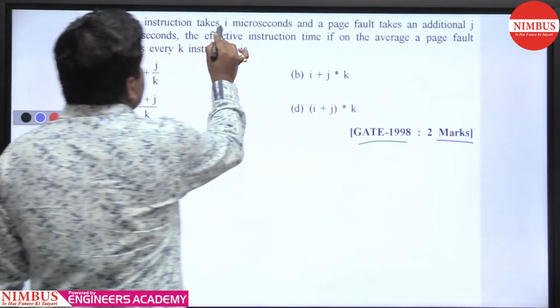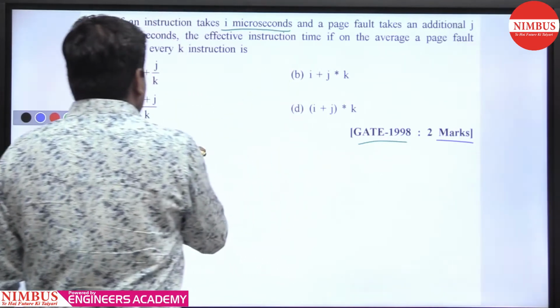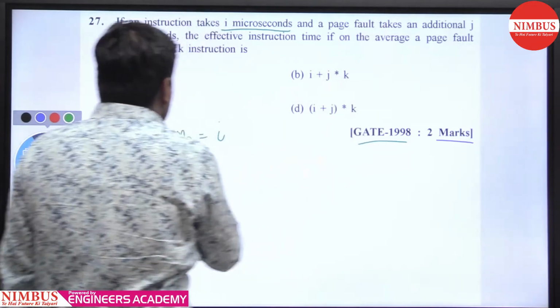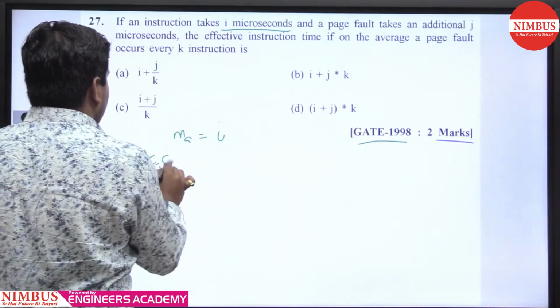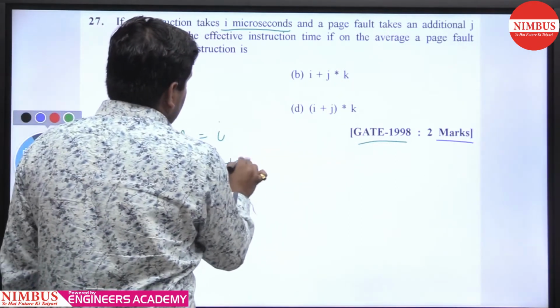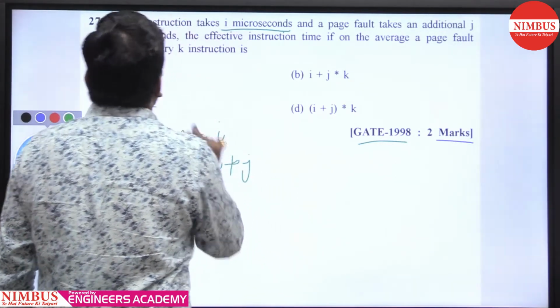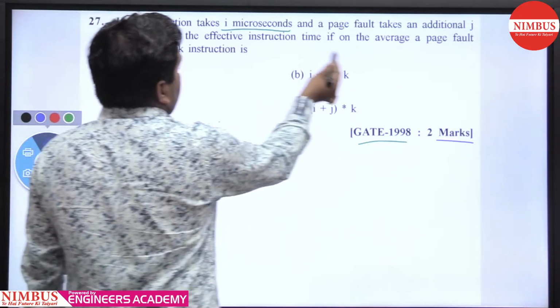If an instruction takes I microsecond, meaning main memory access time is I microsecond, and a page fault takes additionally J microsecond. What is the page fault service time? I plus J. And what is the effective instruction access time?